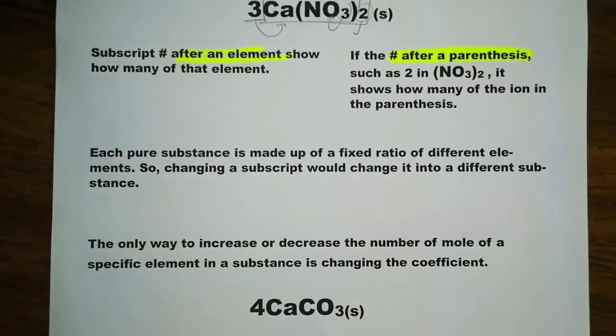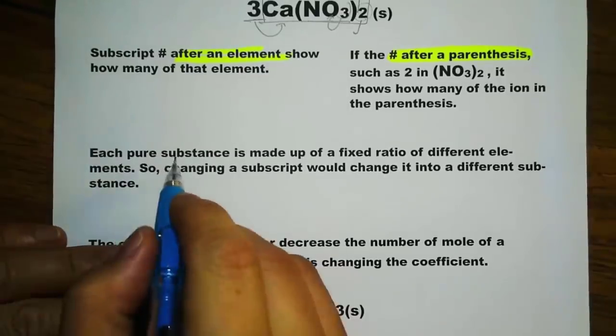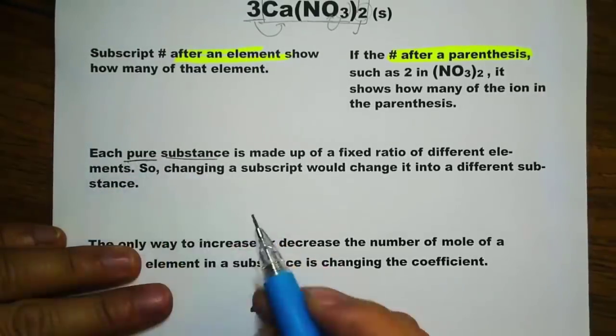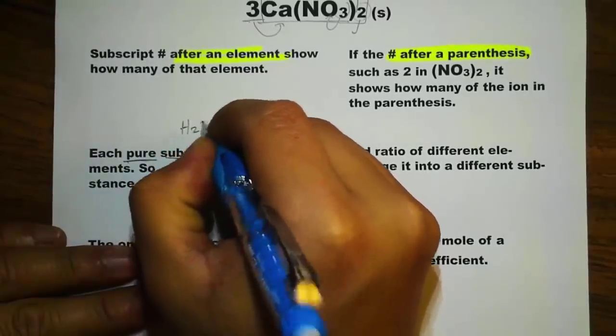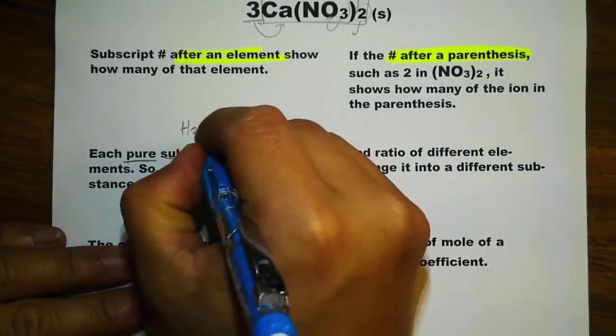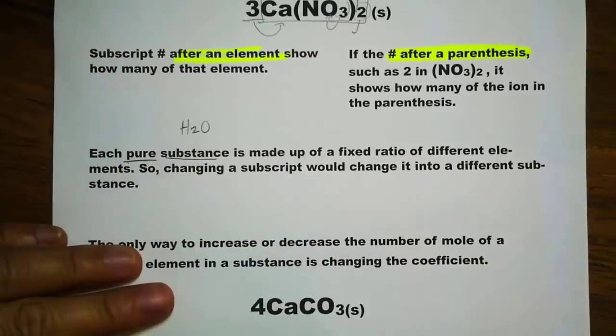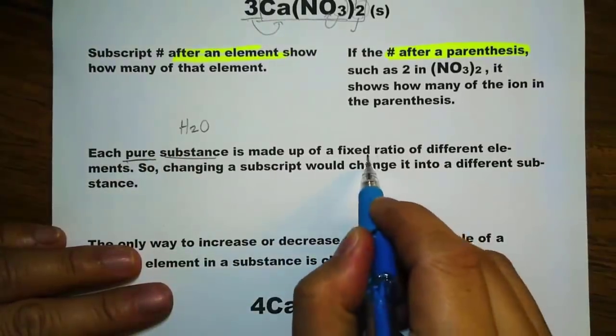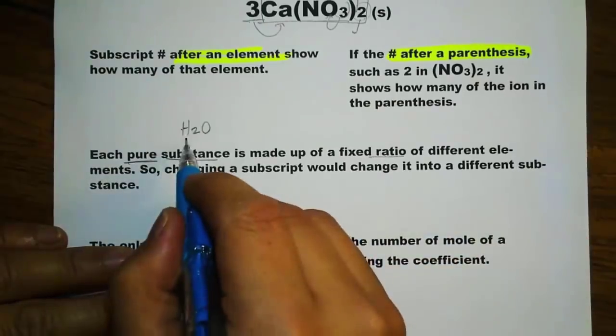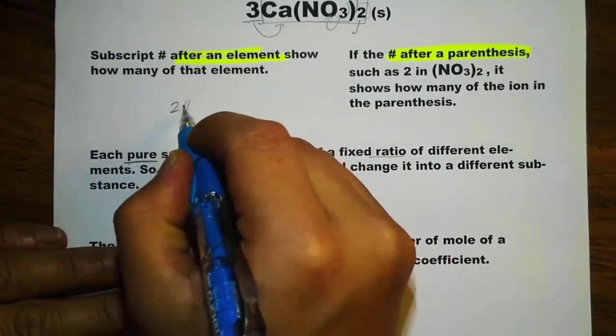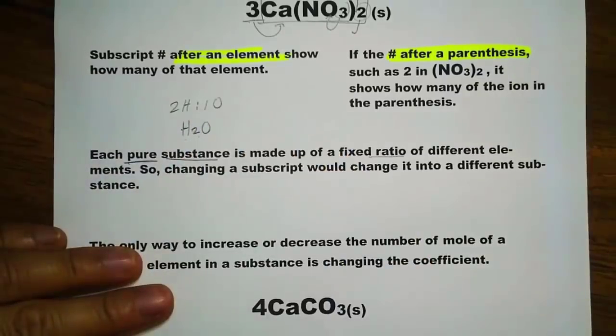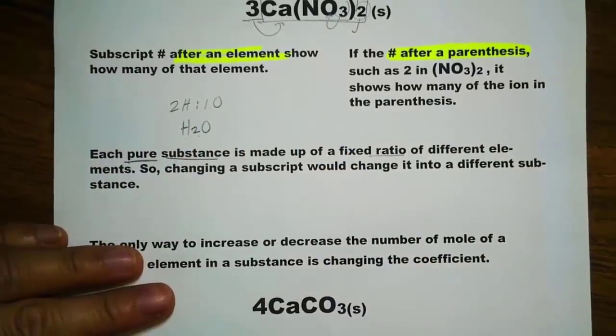We need to realize that each different substance is represented by a specific chemical formula. Okay, so what does that mean? Well, that tells you that each substance, which the word substance means is pure, like water, right? Let's look at water, H2O. H2O will always represent water, the water that we drink. And it has a fixed ratio of different elements. That is 2 hydrogen to 1 oxygen, and that ratio will always stay the same.